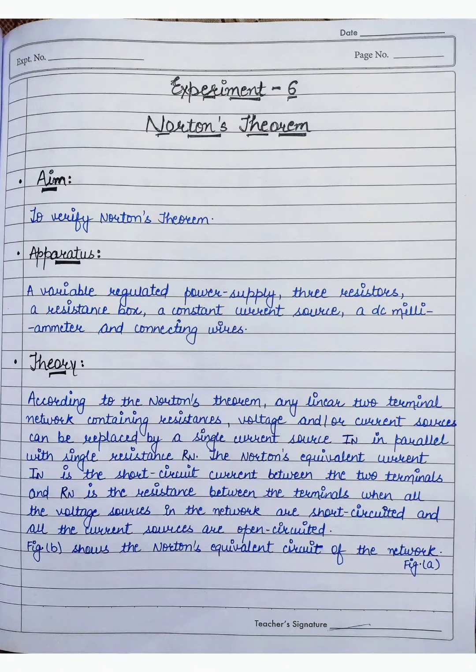Any linear two-terminal network containing resistances, voltage and/or current sources can be replaced by a single current source in parallel with a single resistance Rn. The Norton's equivalent wherein In is the short circuit current between the two terminals and Rn is the resistance between the terminals when all the voltage sources in the network are short circuited and all the current sources are open circuited.